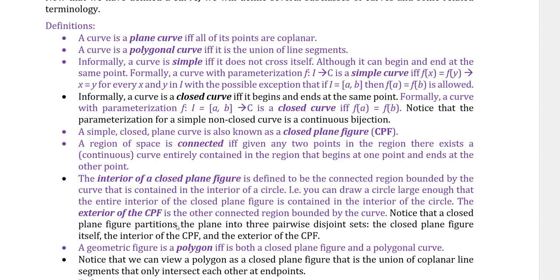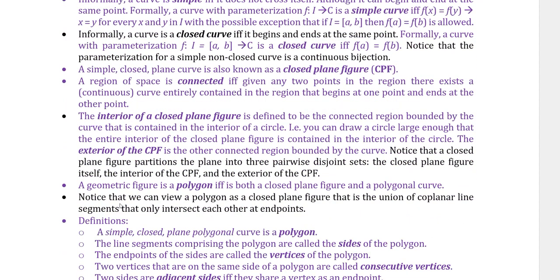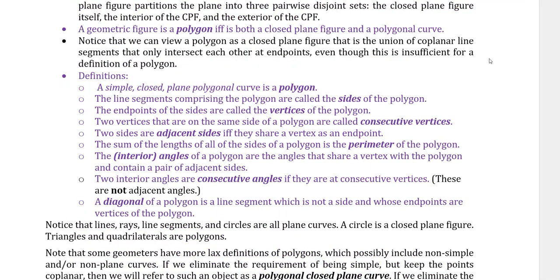A geometric figure is a polygon if and only if it's both a closed plane figure and a polygonal curve. Notice that we can view a polygon as a closed plane figure that's a union of coplanar line segments that only intersect each other at endpoints. But that's not enough to be an actual definition. All right, now let's look at some definitions. A simple closed polygonal curve is a polygon.